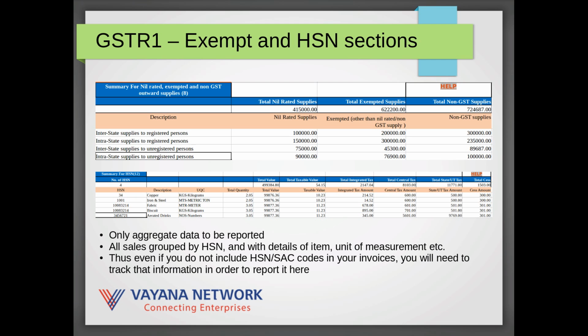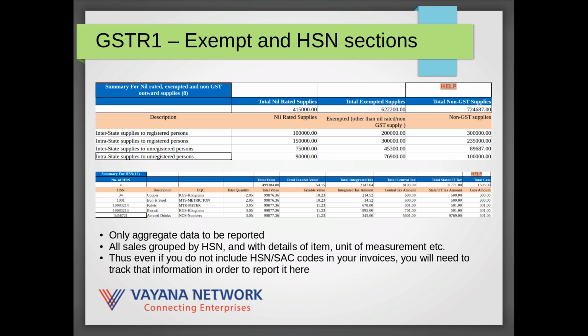As I mentioned, there are many other sections. I have skipped over things like credit and debit notes and things like that, or advances. Another important section is being able to indicate the exempt supplies. This is a section where you talk about aggregate numbers grouped by interstate versus intrastate, sales being made to registered persons or unregistered persons, or the category of the GST, which means it could be a nil rated supply, or it could be an exempted supply, or it could be a non-GST supply.